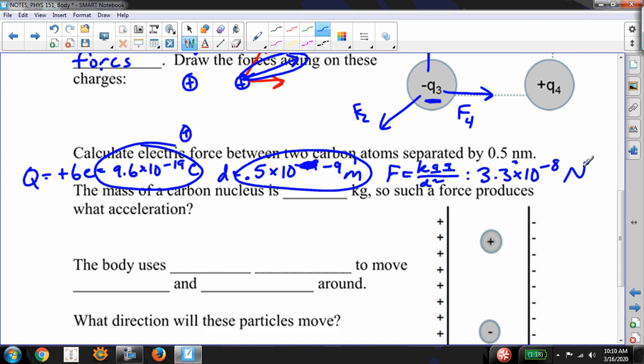You know what a Newton is. A Newton is about a quarter pound. This is the force between two carbon atoms that are really close to one another, a half a nanometer. A mass of a carbon nucleus is about 2 times 10 to the minus 26 kilograms.